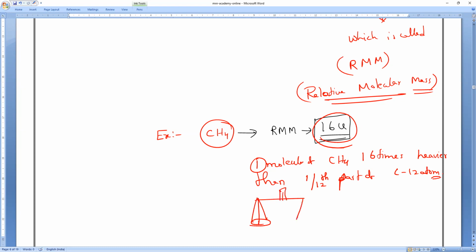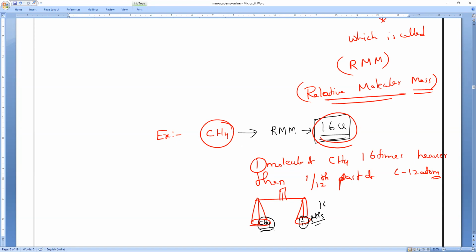Means, in the sense of, if I take a beam balance. Let me finish this and then you can ask your doubt. So now if I put one molecule of CH4 on this side, how many should I put on the other? 16 pieces of 1 by 12th of carbon 12 atoms. Do you understand? 16 parts of 1 by 12th atoms. Then only it equals the mass of one molecule of methane.